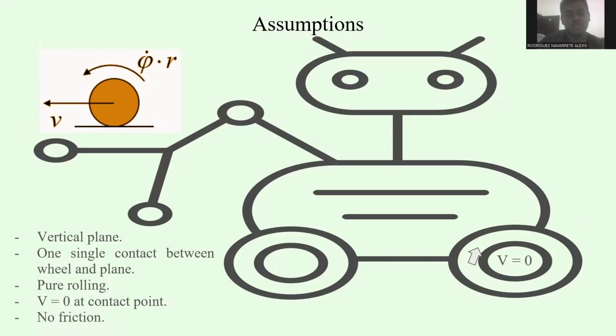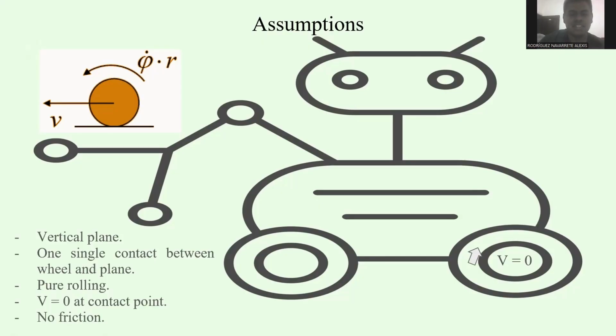First, we assume the wheel operates in a vertical plane. Second, there is only one single contact point between the wheel and the plane. Third, and most importantly, we assume pure rolling. This means the wheel rolls without any slipping.